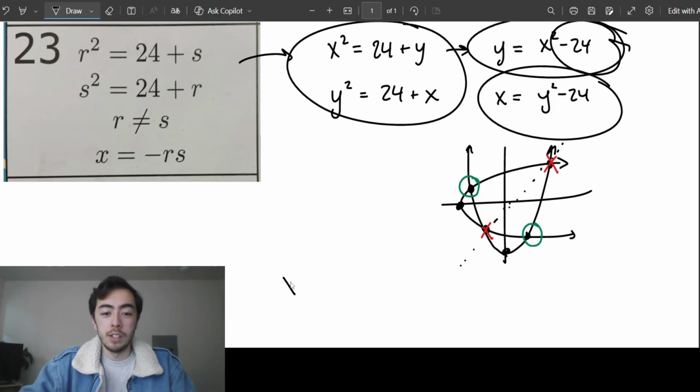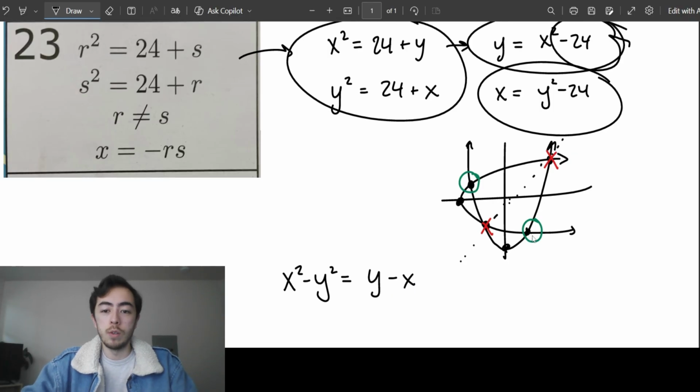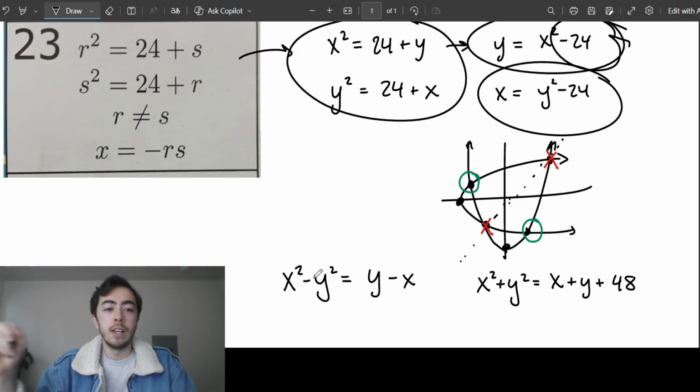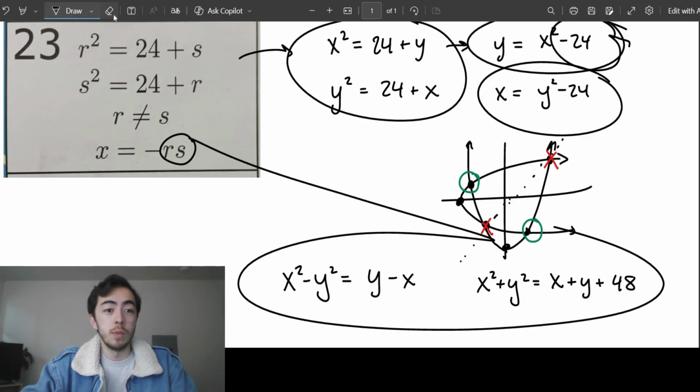I could use subtraction, so x squared minus y squared should be equal to 24 plus y minus 24 plus x. Those 24s do cancel out, so I do get just y minus x. And then I could have also tried using addition instead. And so I would get x squared plus y squared is equal to x plus y plus 48. And here, my overall goal is just to get r times s, which I guess over here is x times y.